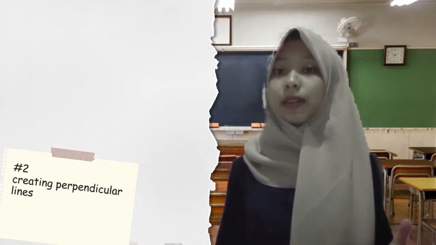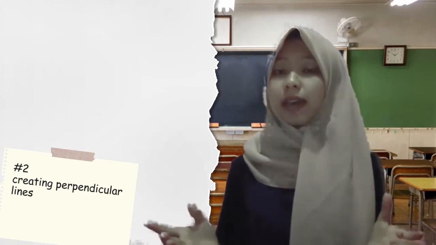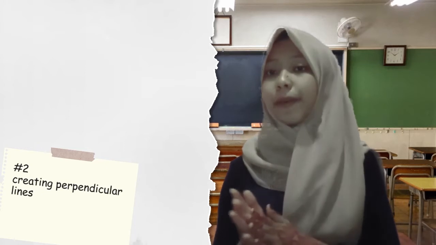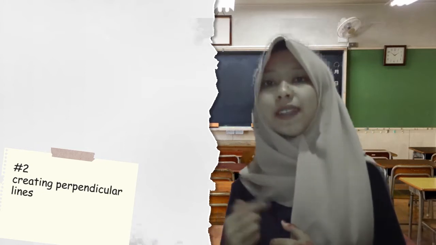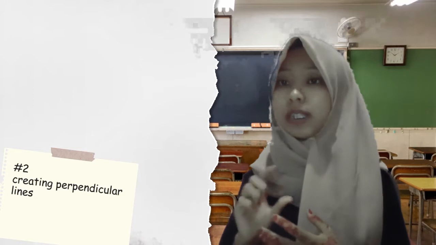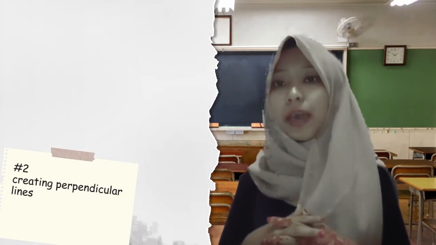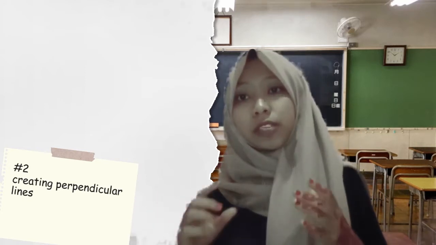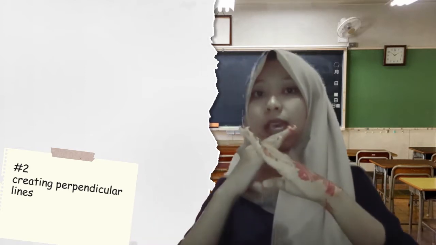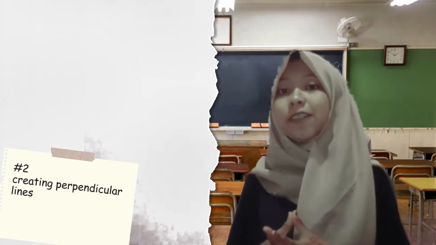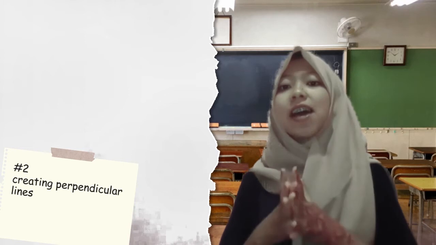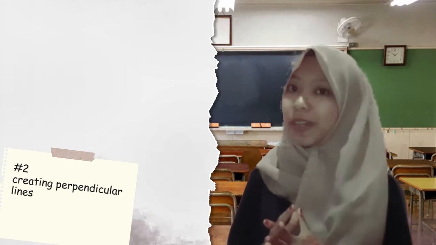Creating perpendicular lines. From a given line segment, we can create another one intersecting it perpendicularly. Suppose there is a line segment AB and a point C outside line AB. We are about to create a line through C that intersects AB perpendicularly. To create this construction, we use a straightedge and compass, and here are the steps.